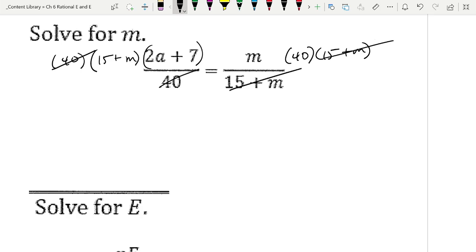And I now have 15 plus m times 2a plus 7. So I'm going to have to multiply that out. And that's going to give me 30a plus 15 times 7 is 105. And then this one's going to be a term with two variables in it. 2 times a times m. Doesn't matter what order you put the variables, but I like to go alphabetical. And then m times 7.